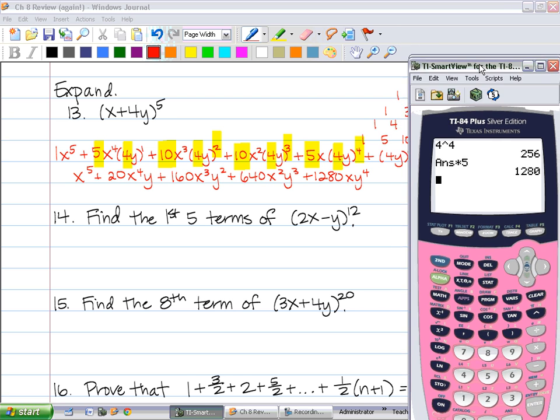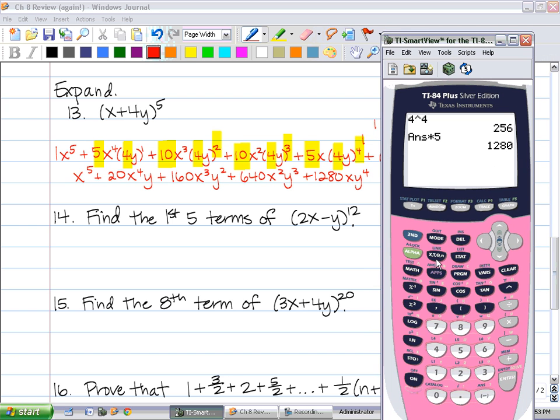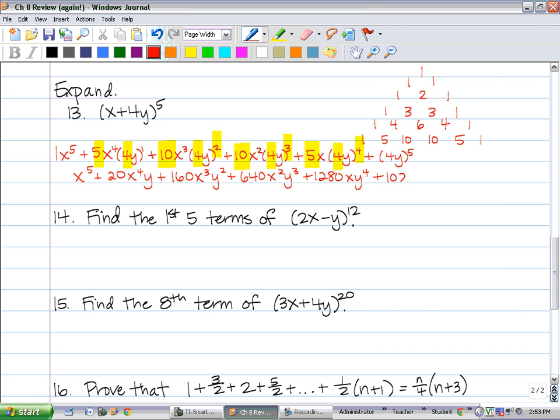And then last term was 4y to the fifth. So I need 4 to the fifth for my coefficient, which is 1,024. Y to the fifth. And so there's our expanded binomial. If you go back and check, every term should have a total degree of 5, and there should be a total of 6 terms. 1, 2, 3, 4, 5, 6.